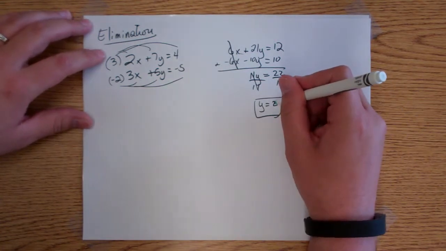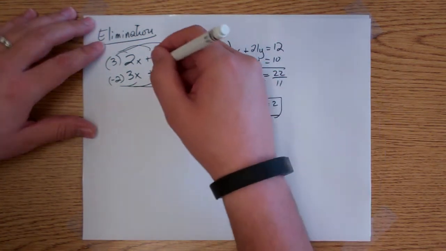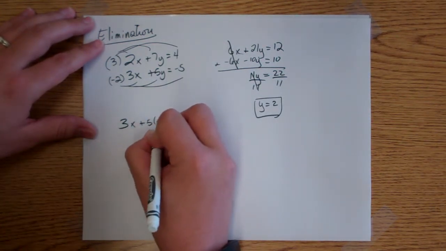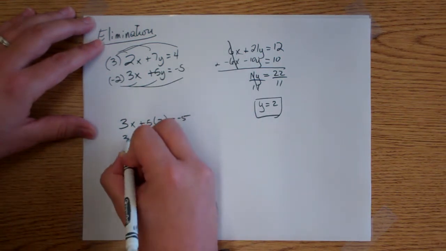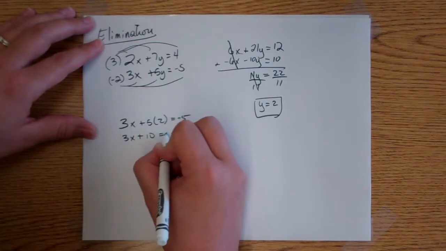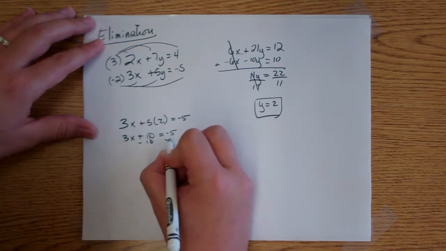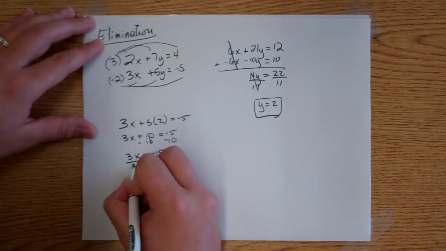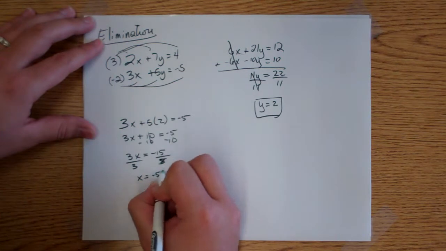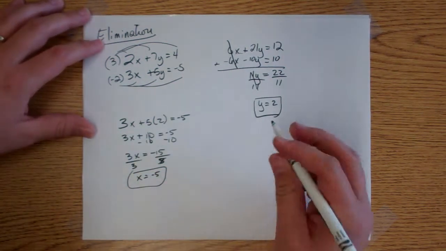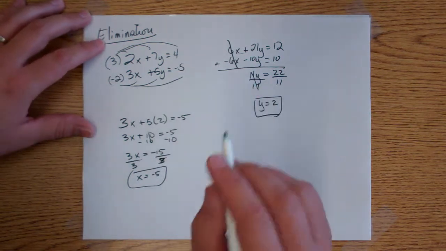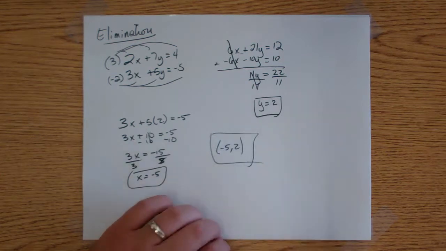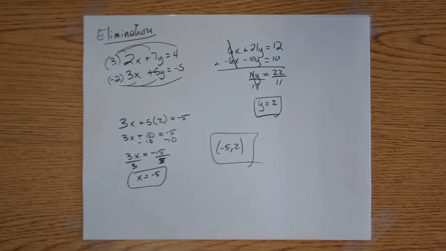Now that we have y, we do it just like we always did. You stick it back up into the easier equation. Let's do 3x plus 5 times 2 equals negative 5. So 3x plus 10 equals negative 5, minus 10, minus 10. 3x equals negative 15. Oops, supposed to divide by 3. X equals negative 5. Okay, so our solution to both of these, because remember they're equivalent systems, is negative 5, 2.